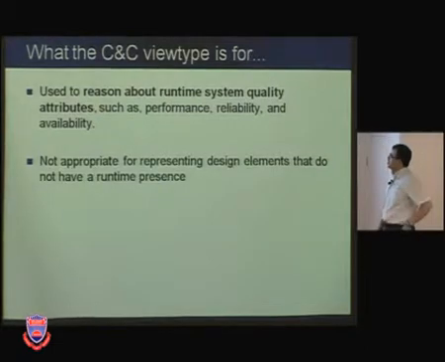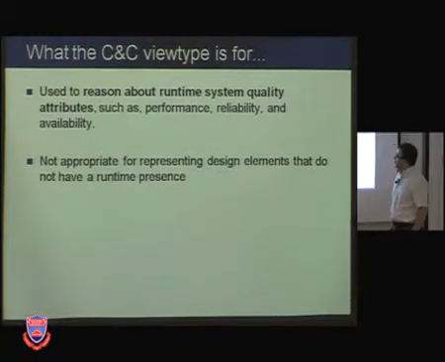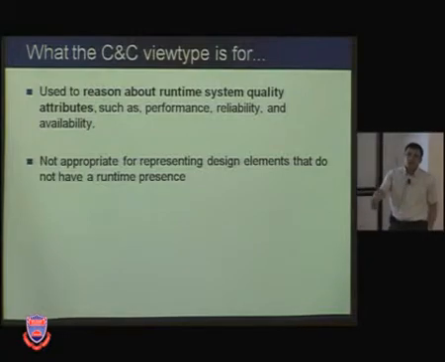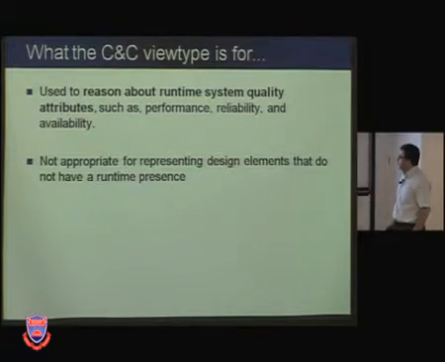What the C&C view type is used for is to reason about runtime system qualities. This was not possible in the module view type because it focuses on implementation units, more of a design perspective. This is more the runtime system, so as such you can use this for performance, reliability, and availability analysis. This is not appropriate for representing design elements that do not have a runtime presence.